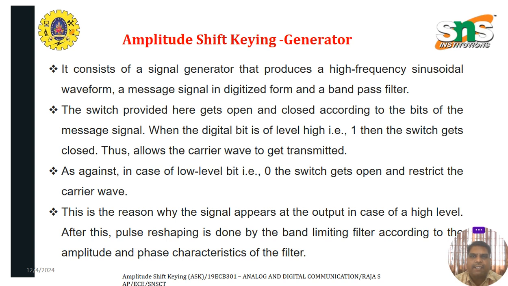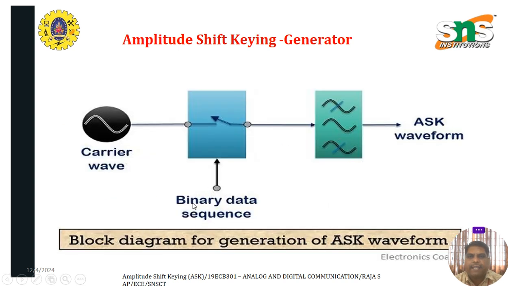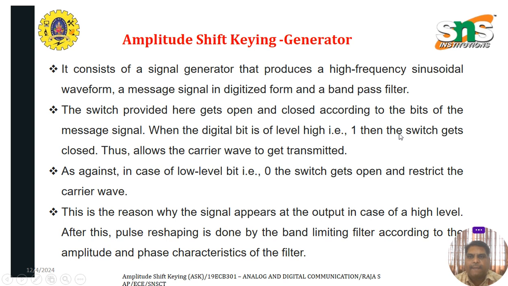When the digital bit is of level high, that is 1, then the switch gets closed, which allows the carrier wave to get transmitted. That is, if the binary data is 1, then the switch is closed and the data is allowed through. As against this, in case of low level, that is bit 0, the switch gets open and it restricts the carrier wave. This is the reason why the signal appears as the output in case of high level.